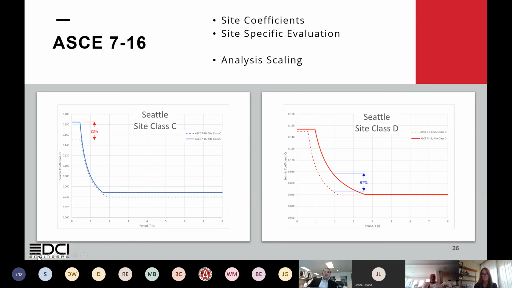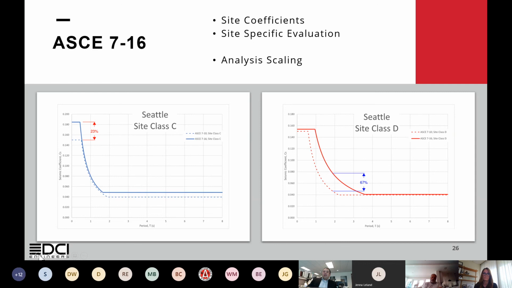So starting on the left in site class C, we're going to see a slight increase, about a 23% increase in the site coefficients for shorter buildings. And as you get slightly taller, that difference tapers off and gets pretty minimal.